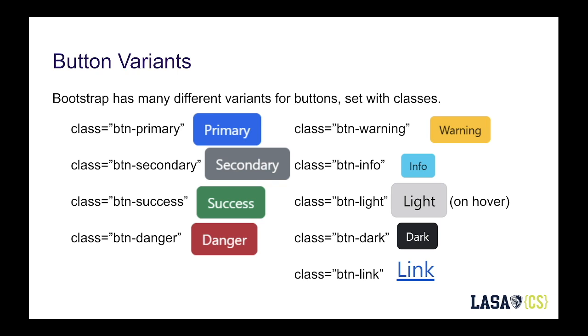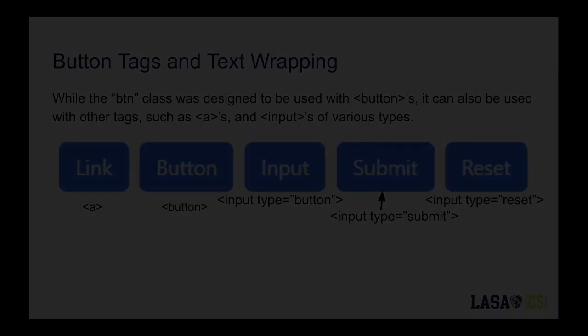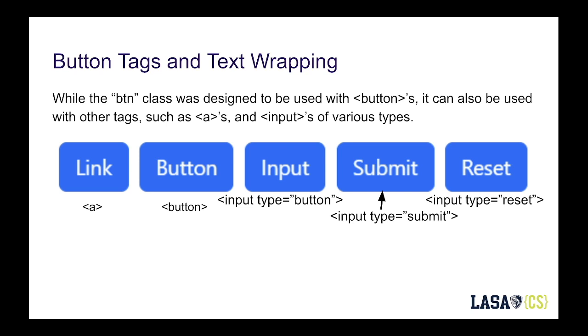Bootstrap has many different variants for buttons set with classes, such as button primary and button light. While the button class was designed to be used with button tags, it can also be used with other tags, such as A's for links and inputs of various types, as seen here.